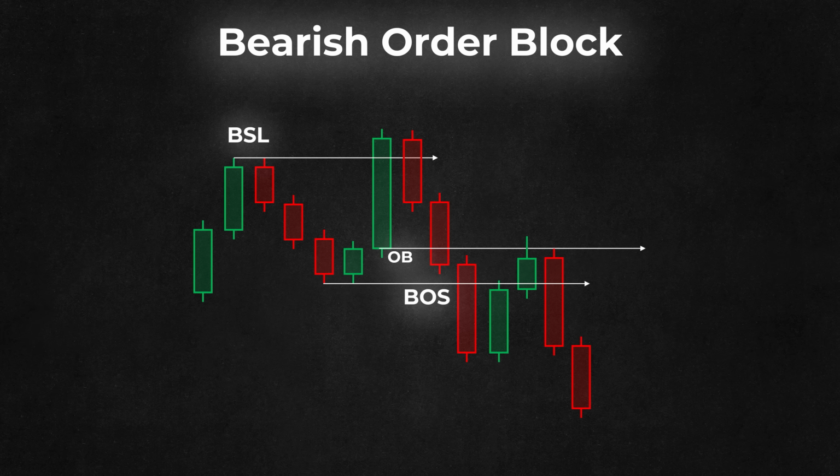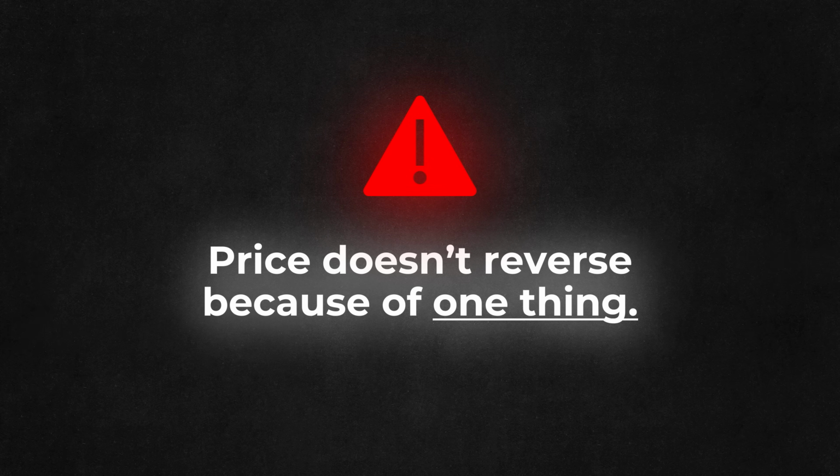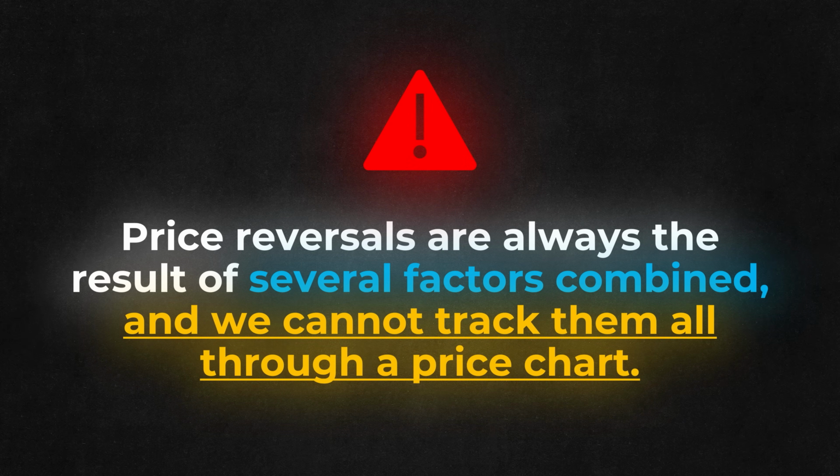To understand this, we must comprehend a few important concepts in trading. The first idea is that price doesn't reverse because of one thing. Price reversals are always the result of several factors combined, and we cannot track them all through a price chart. No matter how much you understand the market, you cannot have access to all the variables that influence price.